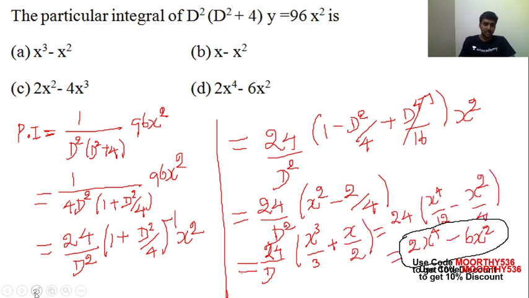Yeah, option D is the correct answer as per our discussion. We are having the option 2x power 4 minus 6x square. So the option D is the correct answer for the given differential equation. So D is the correct answer for the given differential equation. Next we are moving to the next case.